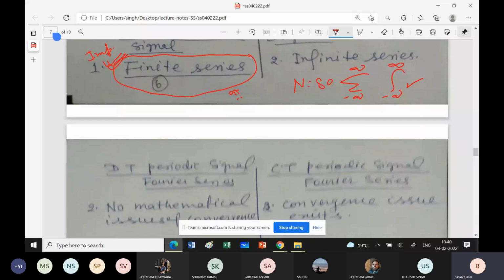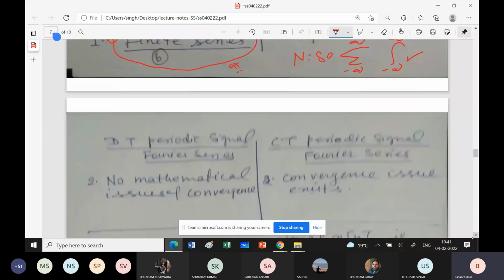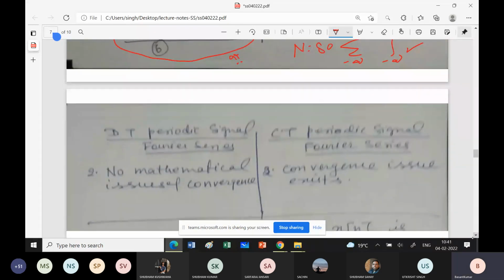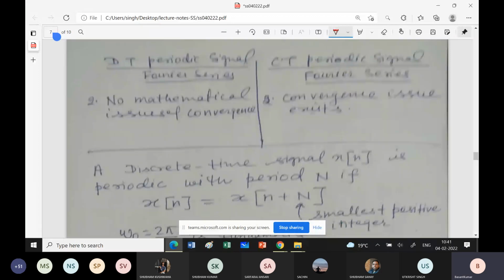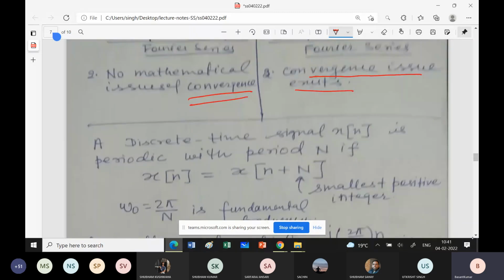Important. ठीक है? Okay. और इसके कारण अब डिस्क्रीट टाइम पीरियोडिक सिग्नल में नो मैथमेटिकल इशूज ऑफ कन्वर्जेंस, क्योंकि फाइनाइट है तो इसमें कन्वर्जेंस का इशू नहीं है, ठीक है. लेकिन कंटिन्यूअस टाइम में कन्वर्जेंस का इशू है, और उसको कैसे एड्रेस करना है, that we have seen in the last lecture. We try to explain how we can handle the convergence issue.